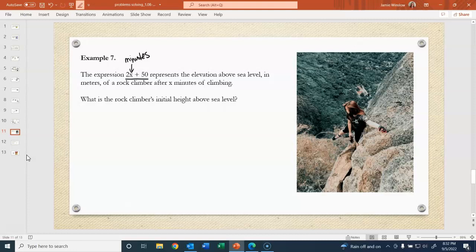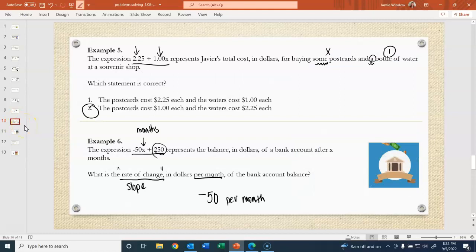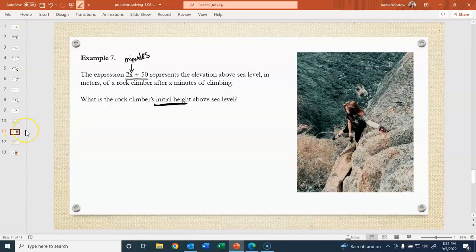What is the rock climber's initial height above sea level? Initial height. So it's where the climber started. Just like in that last problem, let me go back. The amount of money that the bank account started with was 250 because that's our constant. So here, they're going to start 50 meters above sea level. And then this number here is going to tell us what the climber does after x minutes. So that constant, that 50, is going to be the initial height.